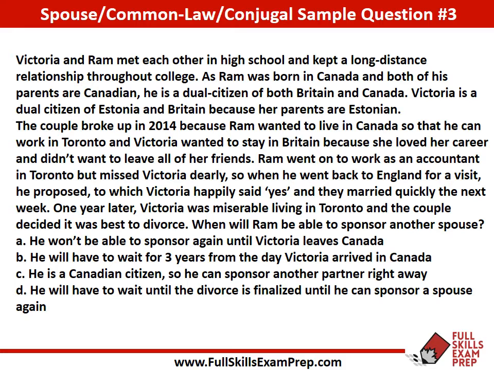So here we have A. He won't be able to sponsor again until Victoria leaves Canada. We have B. He will have to wait for 3 years from the day Victoria arrived in Canada. We have C. He is a Canadian citizen, so he can sponsor another partner right away. And we have D. He will have to wait until the divorce is finalized until he can sponsor a spouse again.